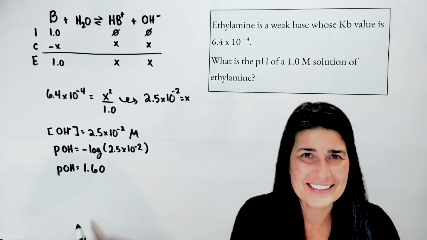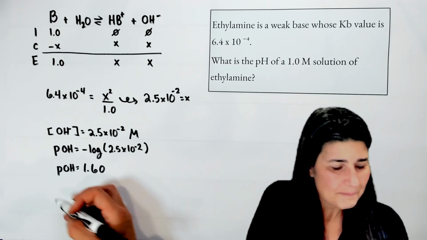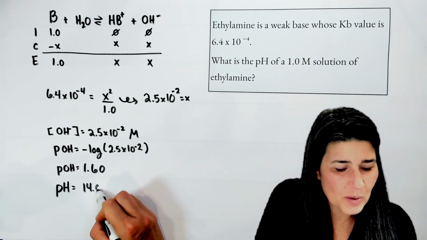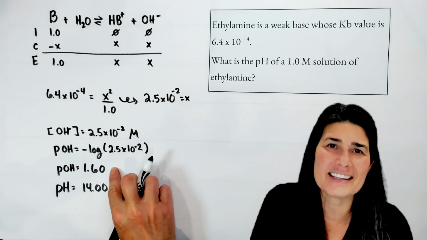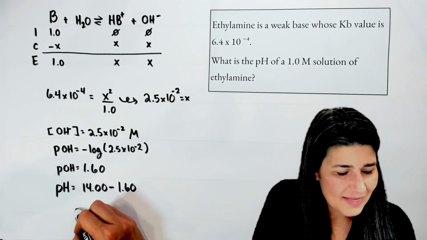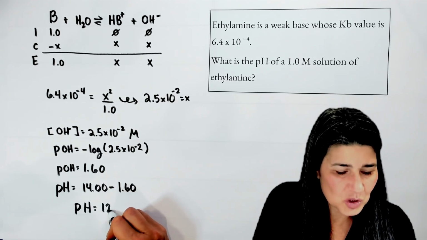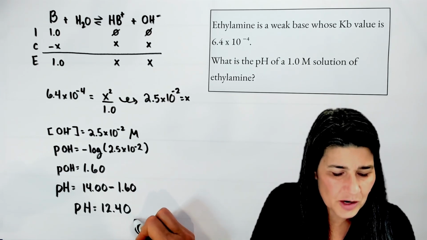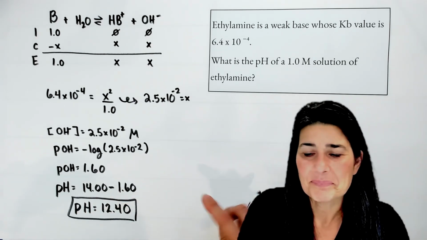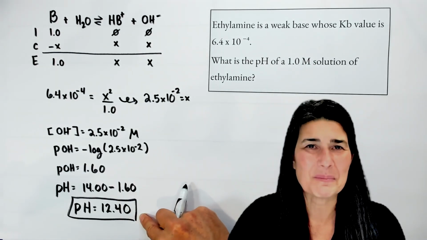We're almost done. We have the pOH. We want the pH. So the pH is going to be 14.00 minus my pOH number, 1.60. That leaves me with a pH equal to 12.40. And now you ask yourself, does that make sense? We have a weak base. This is a weakly basic pH.